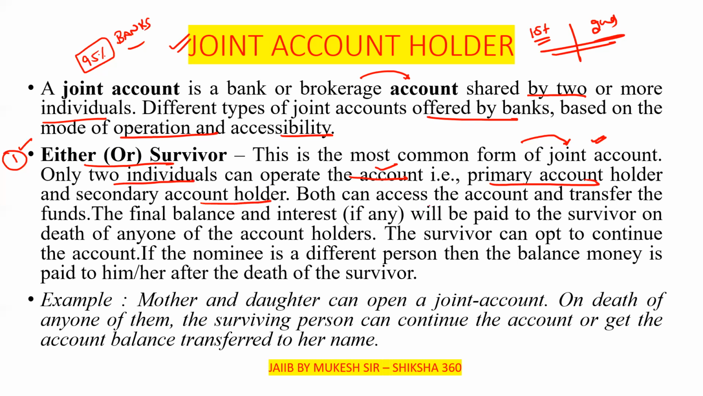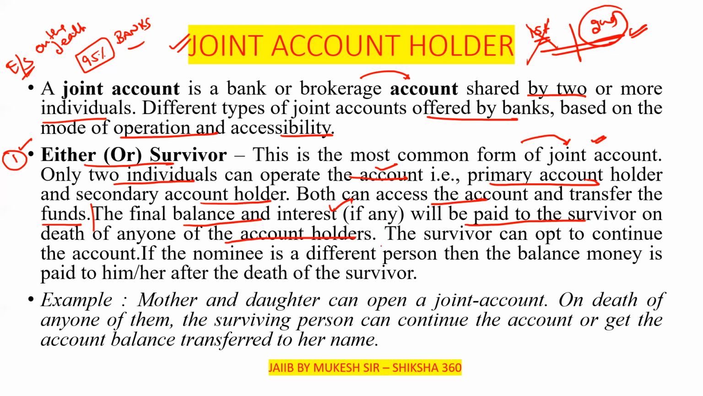Both can access the account and transfer the funds. The final balance and interest, if any, will be paid to the survivor. On the death of one, if the first person died, all the money belongs to the second one. The final balance and interest, if any, will be paid to the survivor on the death of any one of the account holders.